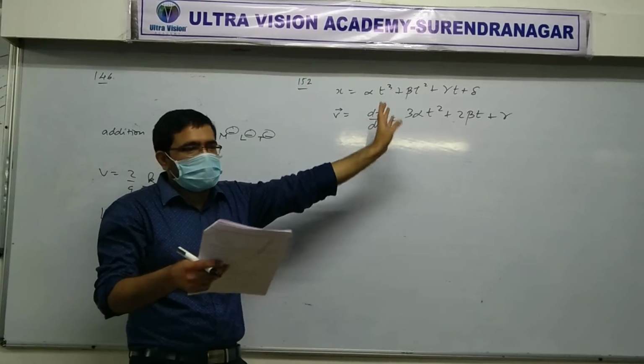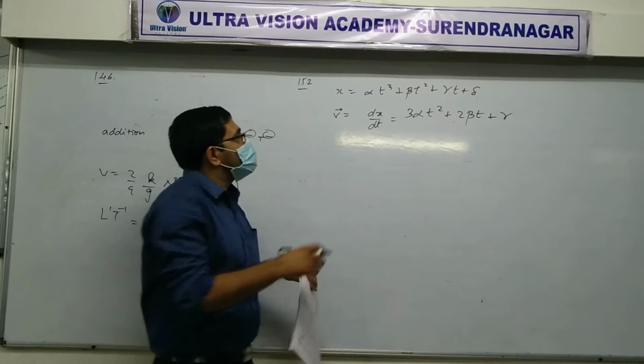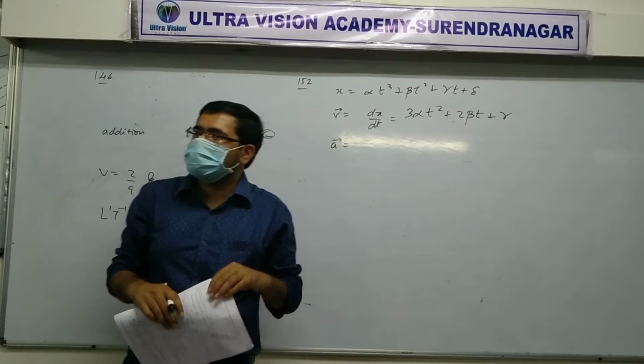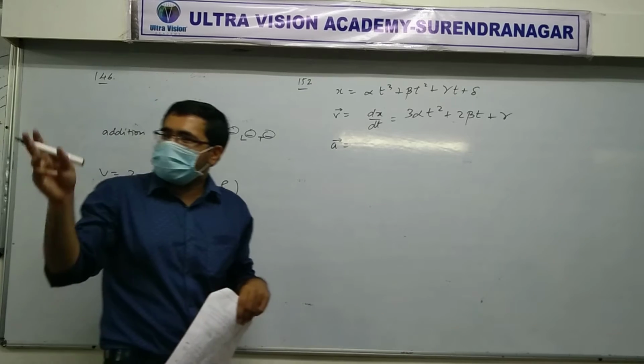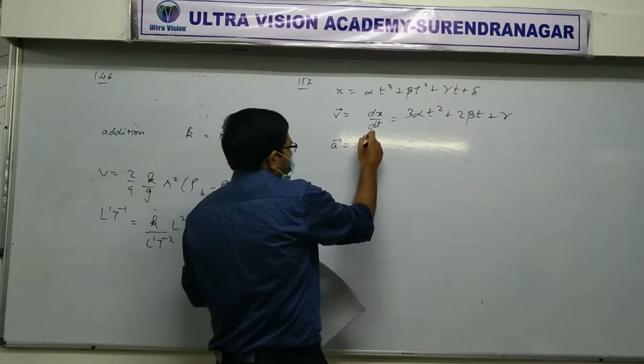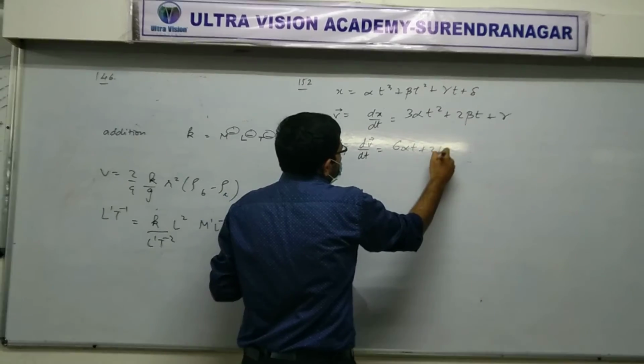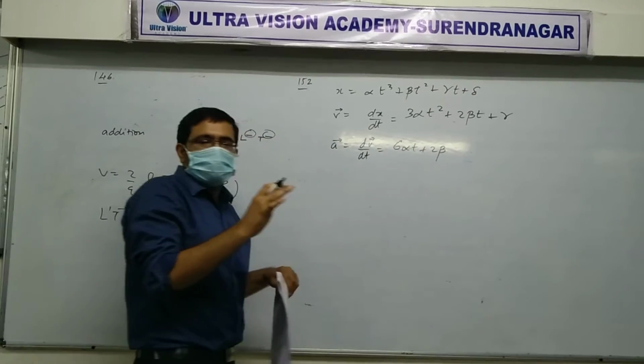Okay. How is it going on? This is velocity. Now acceleration. How do you find acceleration from velocity? dv by dt. So 6 alpha t plus 2 beta. Clear? This is velocity and acceleration.